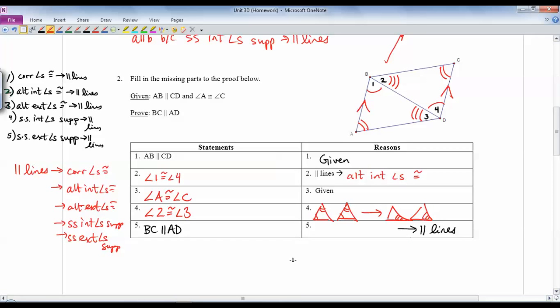Okay? Then the last sentence. At this point we're at 2 and 3 being the same, and the last sentence says BC is parallel to AD. That's going to come out of this statement. It's got to be related to the step before it. If you look at BC and AD, here's BC, here's AD. Angles 2 and 3 are formed by those lines and this transversal right here. Here's 2, here's 3.